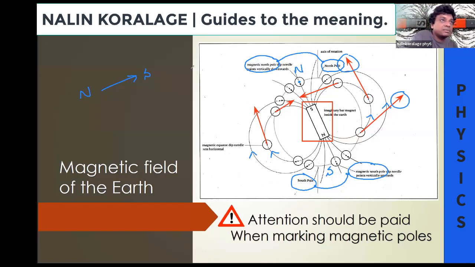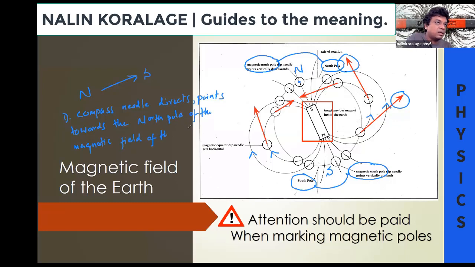If we recap what we have learned here: the compass needle points towards the north pole of the magnetic field of the Earth.